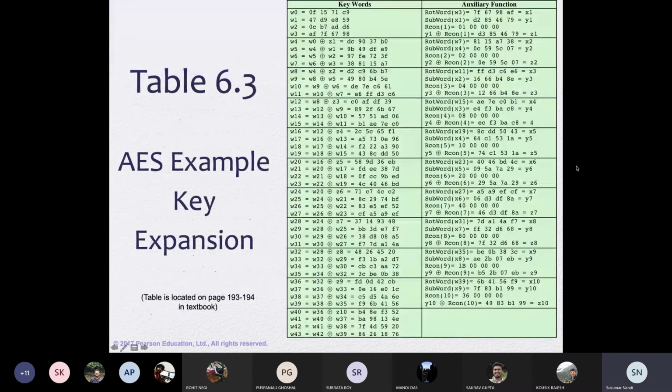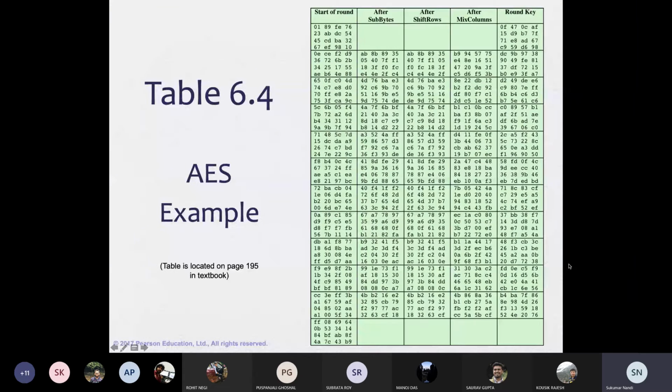If you look into the book, everything is available. From a keyword you can generate the keys; this is again for a 128-bit key, and the series is shown. You can easily find out step by step how it is executed. Table 6.3 shows one example of how AES works. It is available in the book, and you can go through it.